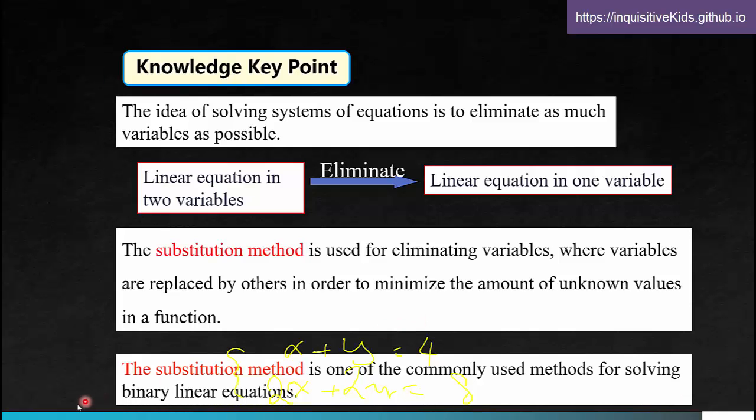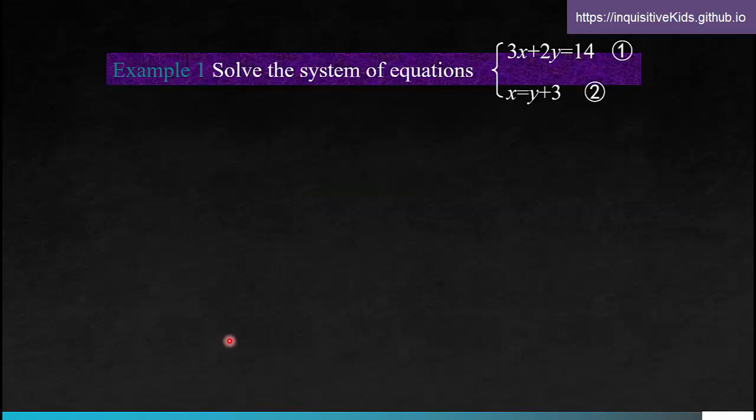The substitution method is one of the most commonly used methods for solving binary linear equations, or linear equations in 2 variables. Example 1. Using what you've just learned, solve the system of equations 3x plus 2y is equal to 14, that's equation number 1, and equation number 2, x is equal to y plus 3. Pause the video to see if you can use the substitution method to solve.